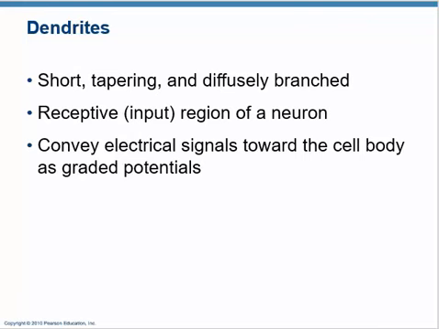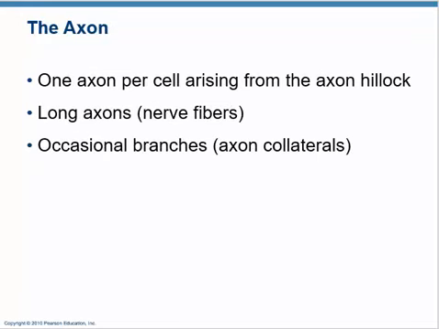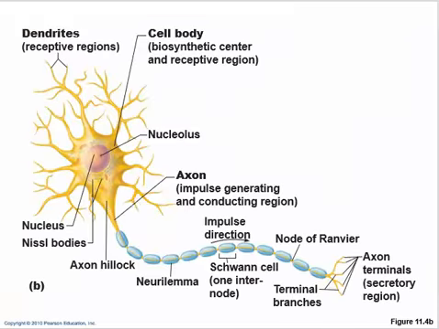So the dendrites are receptive. They convey electrical signals towards the cell body. They're not full action potentials. They are just depolarization, so they're called graded potentials. It's a little more detailed than we really need, but the axon, there's one axon per cell. Now, the axons can branch, and we call those axon collaterals. But leaving the hillock back here is always one. There can be multiple branches of that axon, but at this point, there's just one.